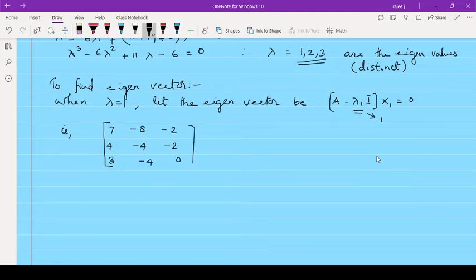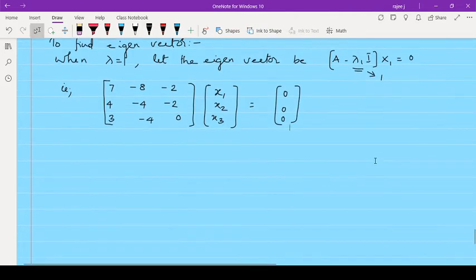Now here this x1 we will consider as x1, x2, x3 because this is a vector. 3 variables will be there because it is a 3 by 3 order matrix. So, we consider x1 as x1, x2, x3. This is equal to right side 0, which means the 0 matrix. So, 0, 0, 0. This is the eigenvector we are going to get from this.